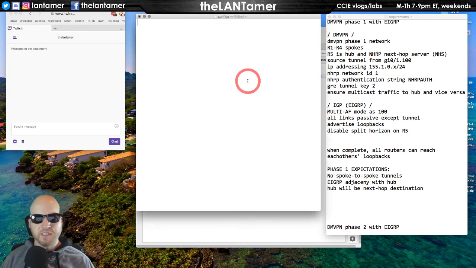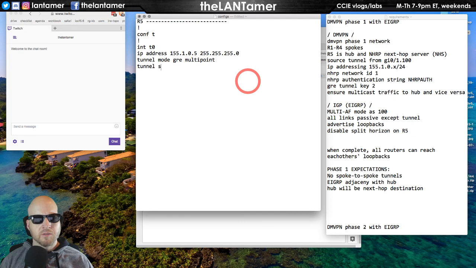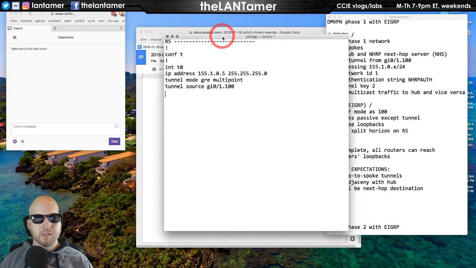Okay, so basically on the tunnel on Router 5, who's our hub, interface Tunnel 0, IP address 151.0.5.5, tunnel mode GRE multipoint, tunnel source Gig 100. Let's see what else we need to configure here.